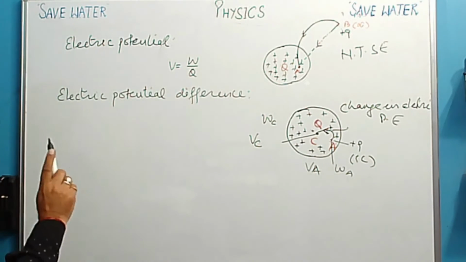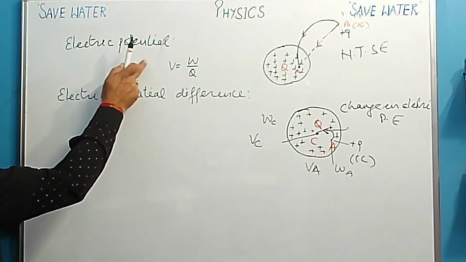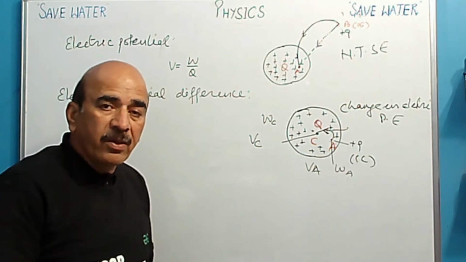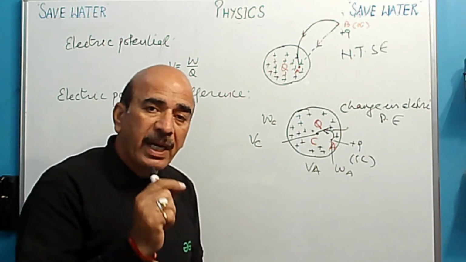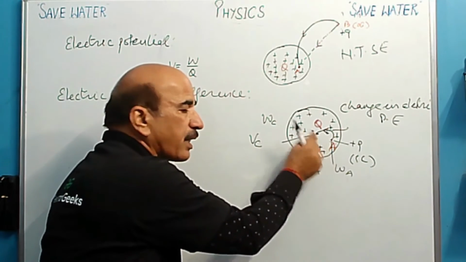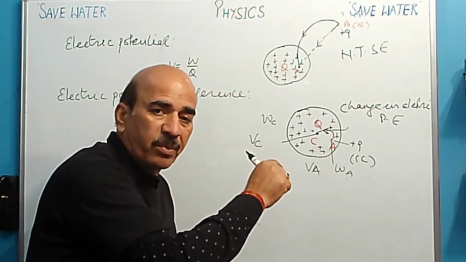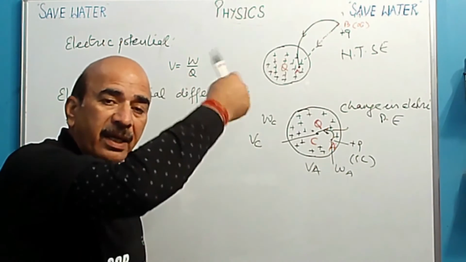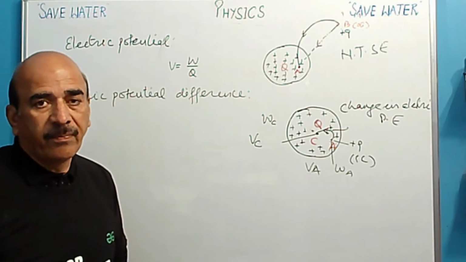So now you can see the difference between electric potential and electric potential difference. Okay. So in electric potential difference, a unit positive charge is moved from one point to another point, from one position to another position in the electric field, and in electric potential, from infinity to a point in the electric field of the source charge.